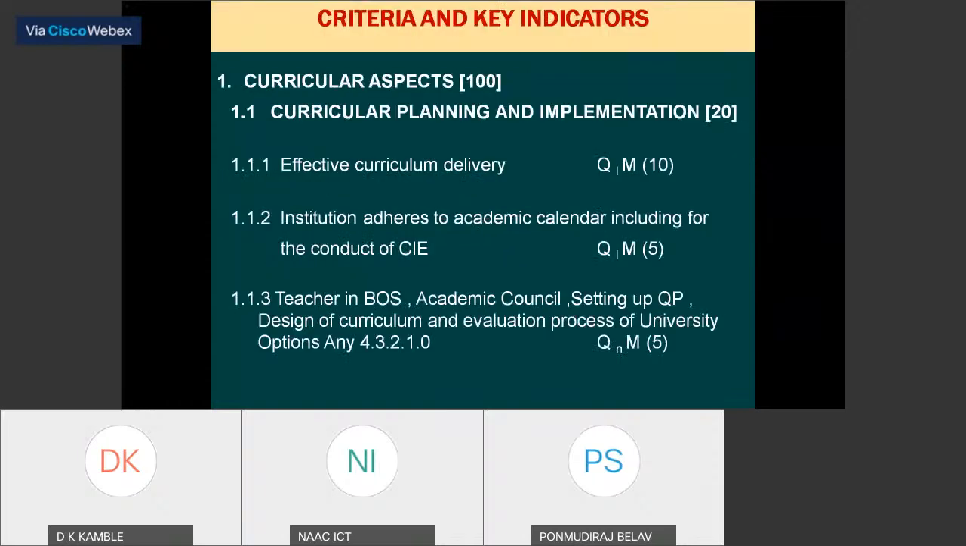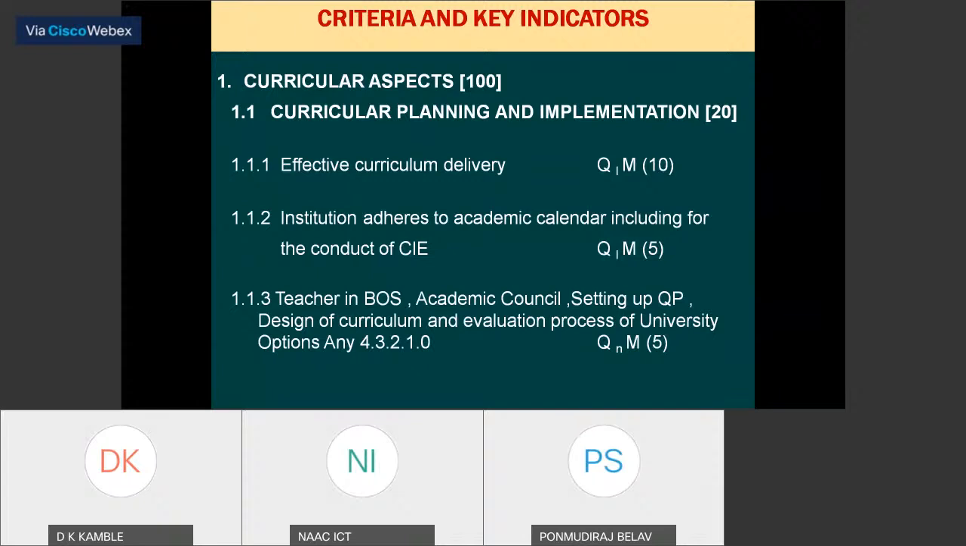Then coming to criteria-wise analysis. See, criteria first is curricular aspects, having 100 weightage. In that, the first one, 1.1, gives a clear picture about curricular planning and implementation in the institution. For that, there are 20 weightages. In this criteria-wise analysis, I will focus only on quantitative metrics, because quantitative metrics will be sent for third-party DVV evaluation, and it is purely based on documents. So here I can give an idea of what metrics there are and what documents are required.